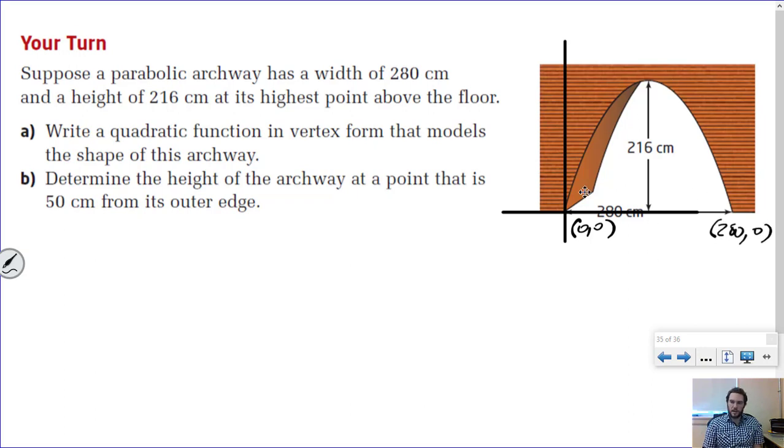What that means is that our parabola, because parabolas are symmetrical, has its vertex right in the middle of 0 and 280. So our vertex is at 140, 216. Okay, from here, let's start writing in our information. So y is going to be equal to some a value times x minus 140 squared plus 216.